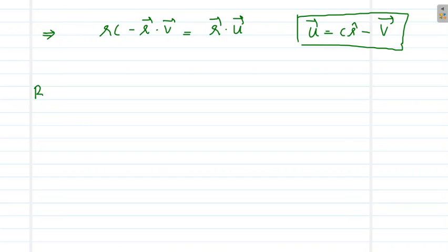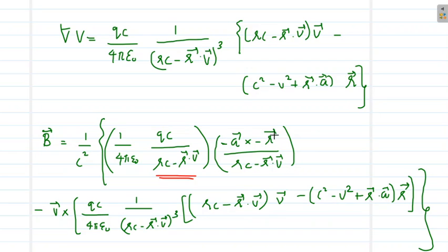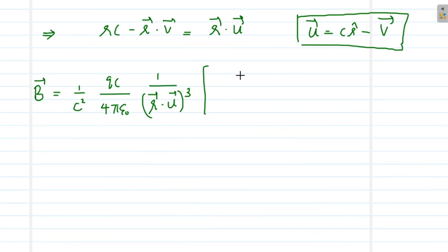So the magnetic field is given by 1 by c square into qc divided by 4 pi epsilon 0 into 1 by (r bar dot u bar) the whole cube, multiplied by, in the numerator, here we have a bar cross r bar.